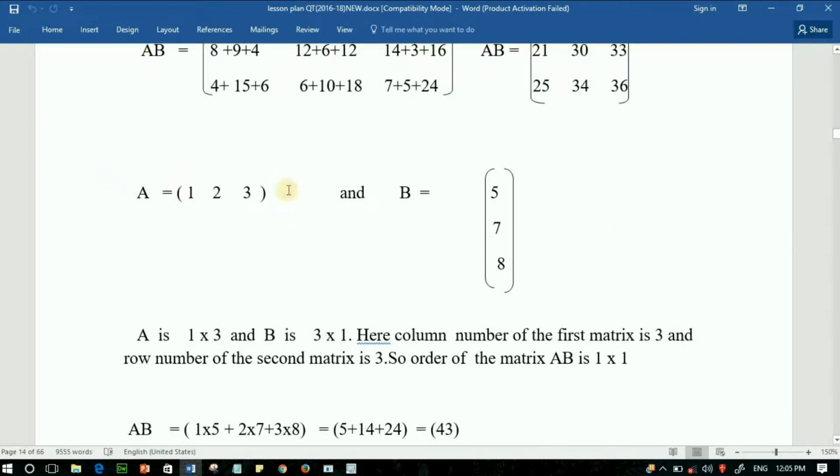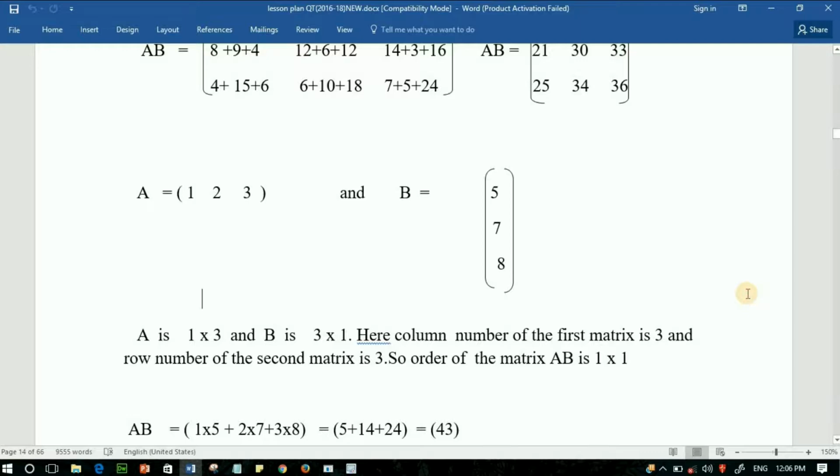Another example, A = [1, 2, 3] and B = [5; 7; 8]. We can check whether it is possible to multiply these two matrices. The order of A is 1 row and 3 columns, that is 1 by 3, and B has 3 rows 5, 7, 8 and only 1 column, so 3 by 1. You can see that the column number of the first matrix, 3, is equal to the row number of the second matrix, 3. So we can multiply these two matrices. Then the order of the product matrix is 1 by 1, taking the row number of the first matrix and the column number of the last matrix. That is a single number.